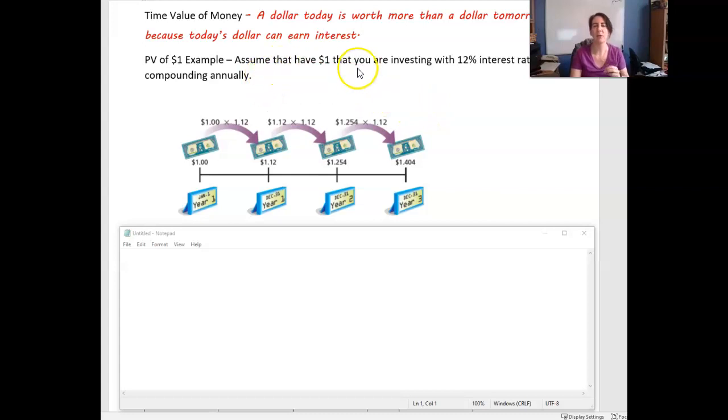Okay, assume that you have $1. Let's look at the present value of 1. Assume that you have $1 that you're investing with a 12% interest rate, and that interest is compounding annually. So let's say you put $1 away. Here we go, on year 1. That dollar is going to then earn 12 cents, or 12%.